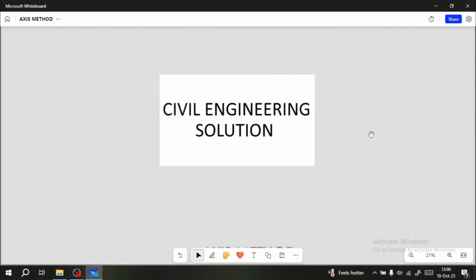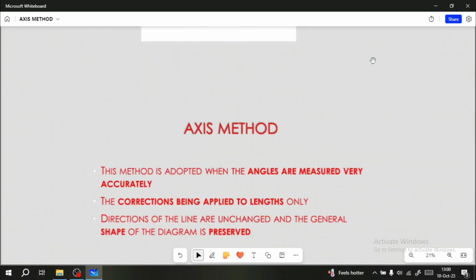I have already discussed the various methods to balance the traverse. Today my point of discussion will be the axis method. So how to apply this axis method? First of all, we will know what the rules to apply the axis method are.